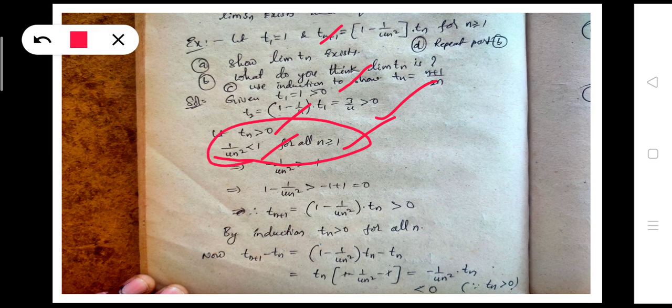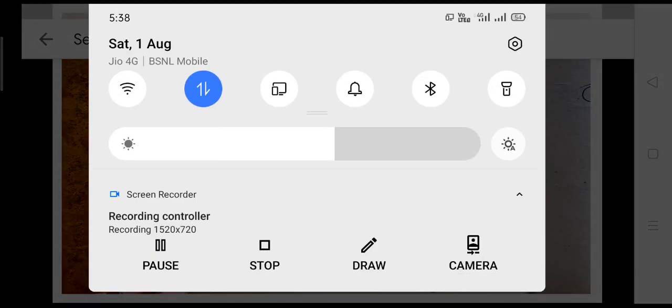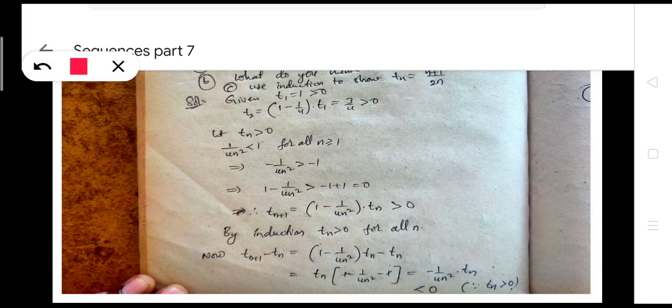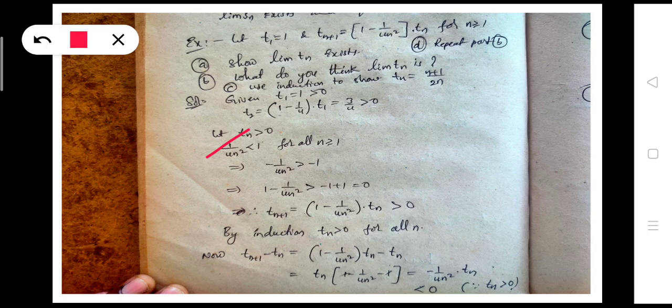And we multiply this inequality by minus 1 on both sides. Then minus 1/(4n^2) is less than, which changes to greater than. So minus 1/(4n^2) is greater than minus 1.